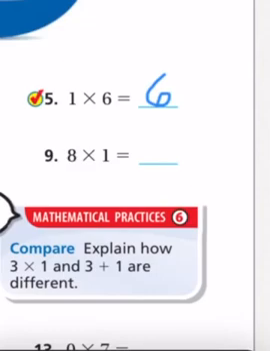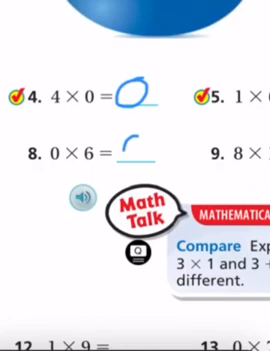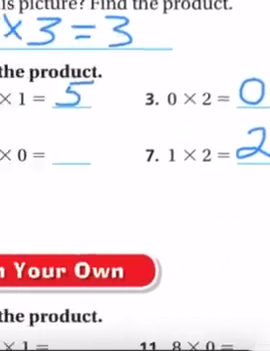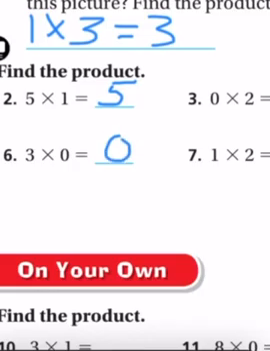I'm going to go to number 9 here. 8 times 1, 8. 0 times 6, 0. 1 times 2, I get the same number, 2. And 3 times 0 is 0.